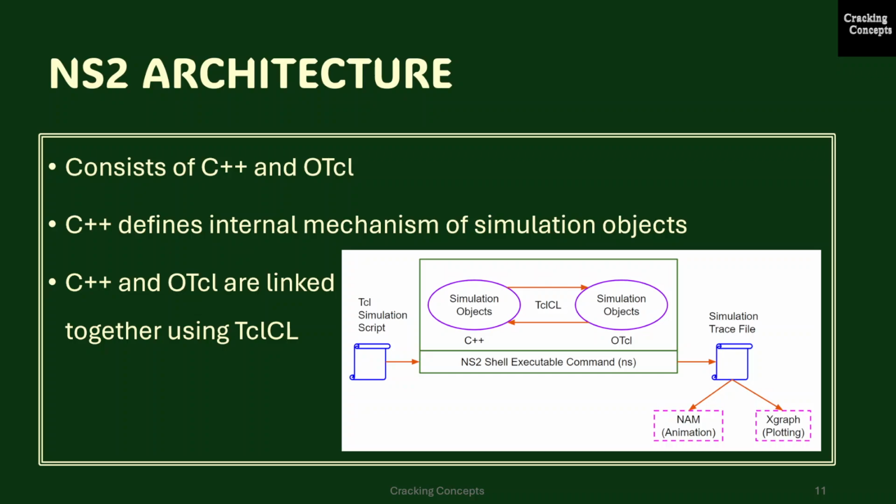Next is the NS2 architecture. NS2 consists of two key languages, which is C++ and OTCL, which is the object-oriented tool command language. While C++ defines the internal mechanism, that is the backend of the simulation objects, the OTCL will set up simulation by assembling and configuring the objects as well as scheduling discrete events. The C++ and OTCL is linked using TCLCL.